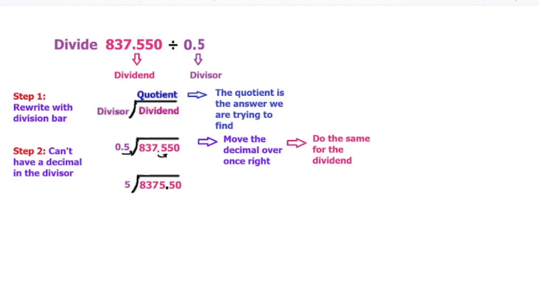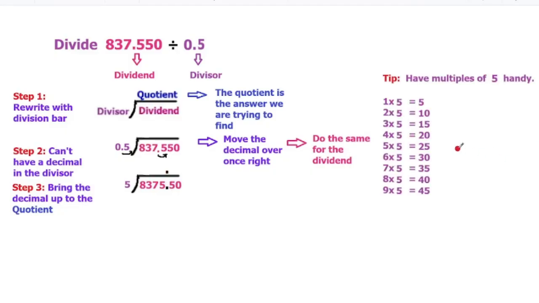So let's rewrite it now. Now we're left with 5 into 8375.50. Because we moved the decimal over, this becomes 5. And because we moved it over here, this becomes 8,375.5. Now we can start dividing. Remember to bring the decimal up to the quotient, okay? So line it up and make sure it goes right there, okay?